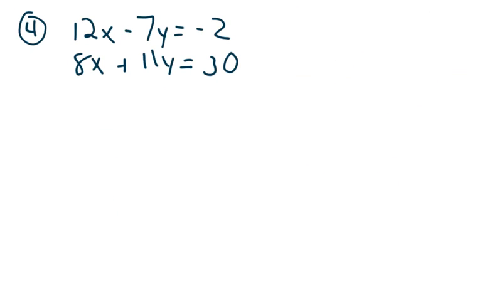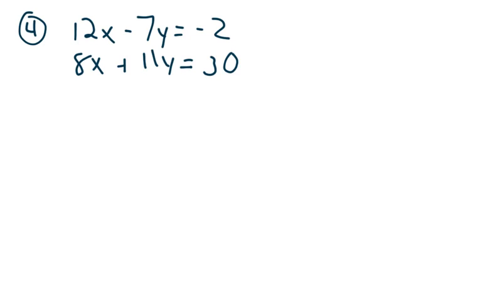Alright, last one. 12x minus 7y equals 2. 8x plus 11y equals 30. Again, none of my variables are the same, so I need to decide which one I want to use. I could use y's, but those numbers are going to be rather large. 7 and 11 don't have a lot of common multiples.